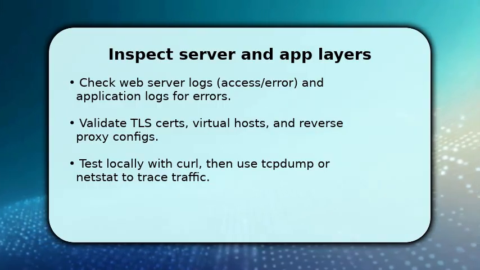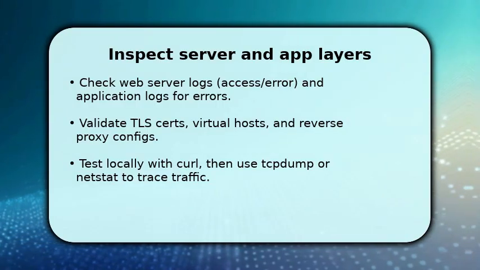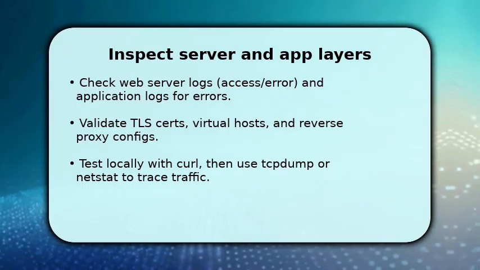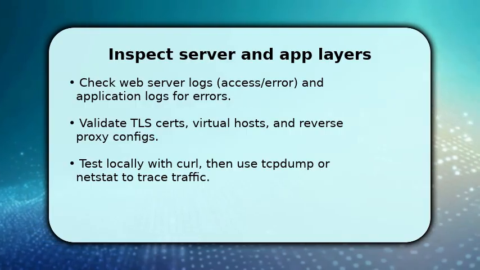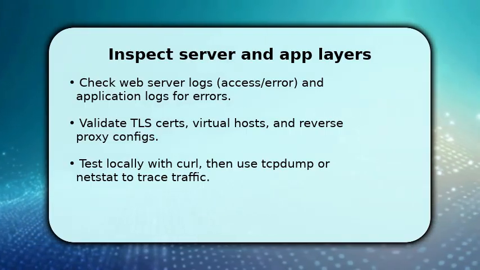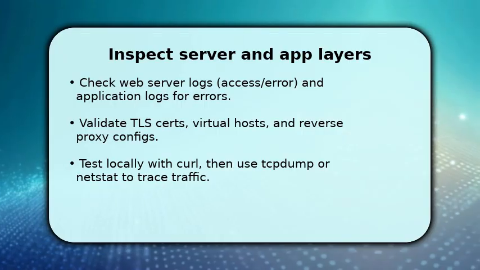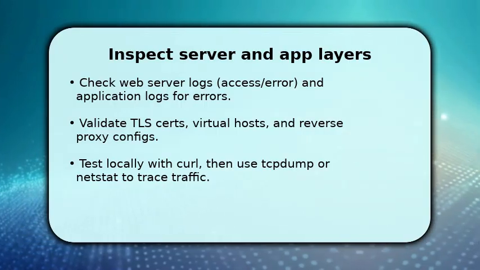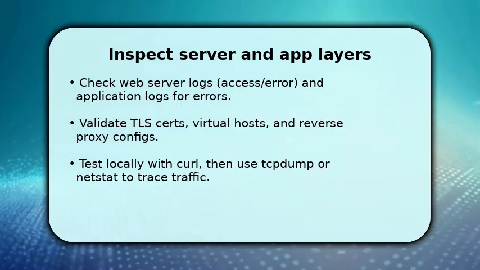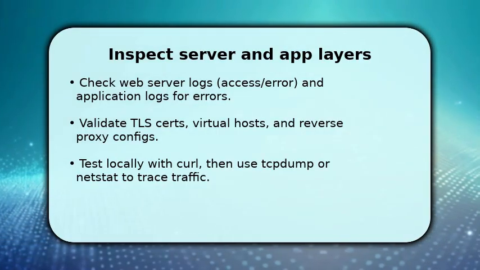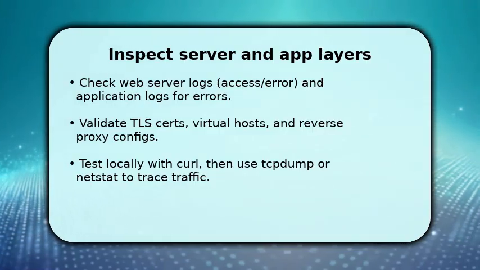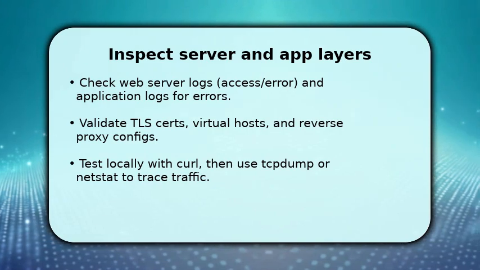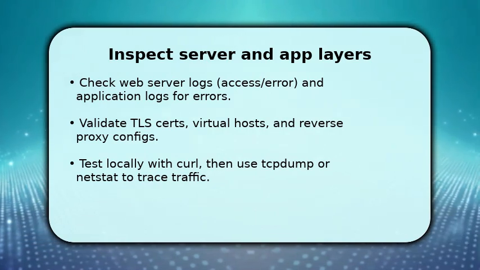Tail the access and error logs while reproducing the failure, because logs reveal mismatches or startup failures. Then validate TLS certificates and virtual host or reverse proxy configuration. Misbound host names or expired certs cause modern browsers to refuse connections. Also run curl from localhost to confirm the app serves pages locally. If local works but remote fails, use tcpdump or netstat to trace where packets stop.